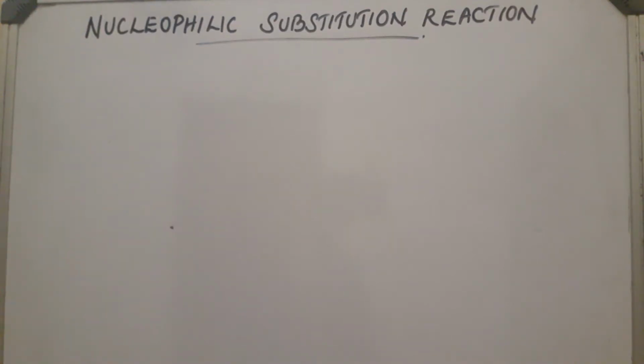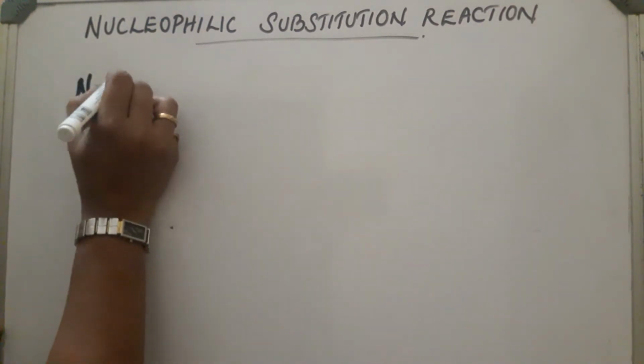Nucleophilic substitution reaction. In the case of a nucleophilic substitution reaction, the nucleophile will come and attack the substrate molecule. As a result, what will happen? As a result of this, the leaving group will be displaced from the carbon atom with the electron pair.